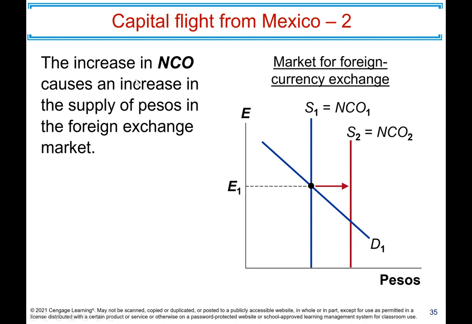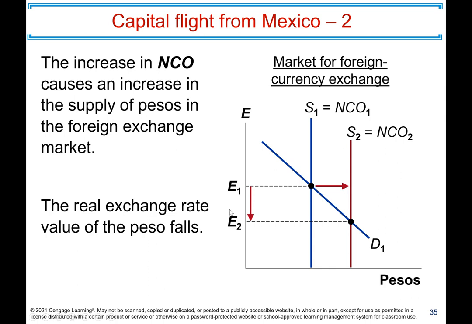The increase in NCO causes an increase in the supply of pesos in the foreign exchange market, shifting NCO from 1 to 2. Lowering exchange rate from E1 to E2, the real exchange rate value of the peso falls.